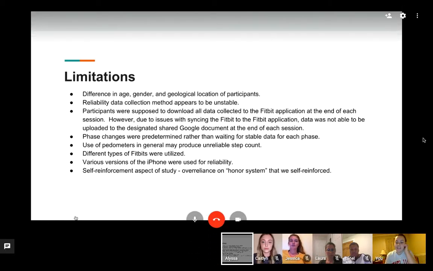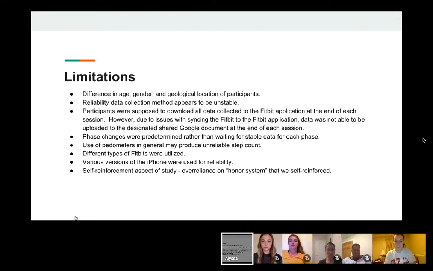Okay, so there were several limitations that we found in this study, which is not uncommon for research. There's always limitations. Obviously, there was a difference in age, gender, and geographical location of participants. They were third graders, and we're all in this master's program, 22 plus. So that's a limitation. The reliability data collection method appears to be unstable. Using an iPhone in addition to the Fitbit was unstable at some points. But like Jessica said, the IOA was never lower than 81%, so that was actually really good.